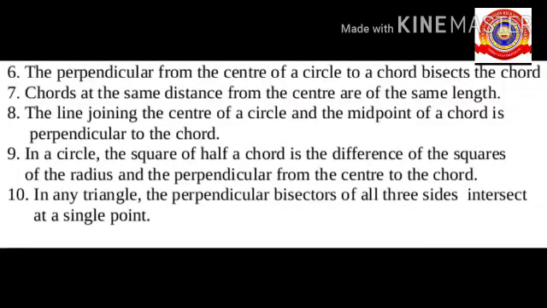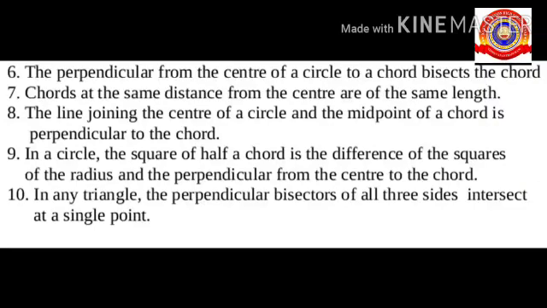The perpendicular from the center of a circle to a chord bisects the chord. Another point is chords at the same distance from the center are of the same length. Then, third last is the line joining the center of the circle and the midpoint of a chord is perpendicular to the chord. Then in a circle, the square of half a chord is the difference of the squares of the radius and the perpendicular from the center to the chord. The last one, in any triangle, the perpendicular bisectors of all three sides intersect at a single point.